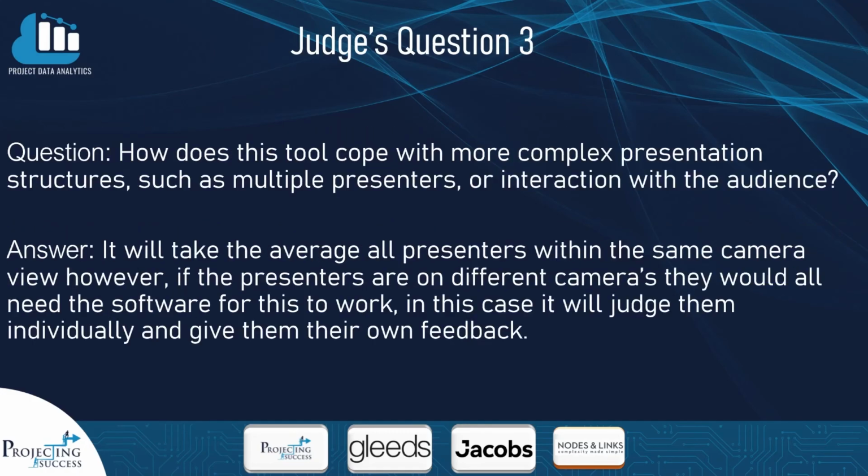And for question 3, how does this tool cope with more complex presentation structures, such as multiple presenters or interaction with the audience? At the moment, it will take the average of all presenters within the same camera view. However, if the presenters are on different cameras, they would all need the software for this to work. In this case, it will then judge them individually and give them their own feedback, as opposed to giving them group feedback. And that's everything.